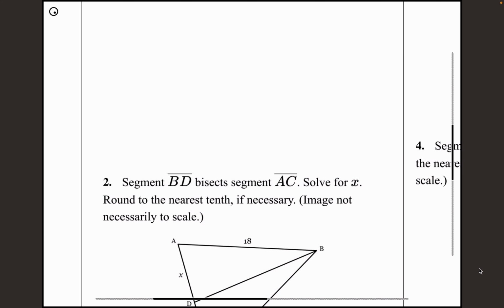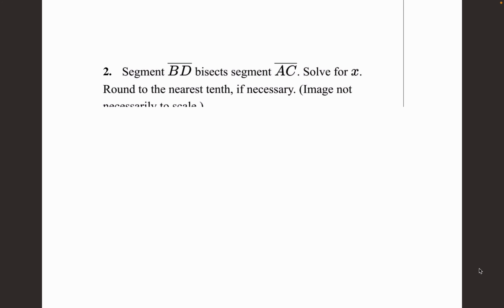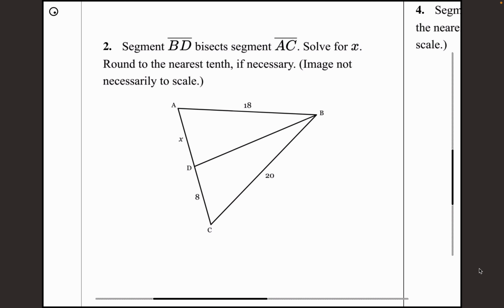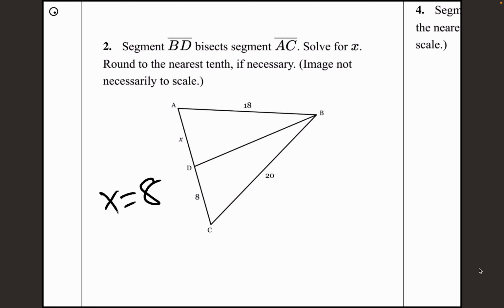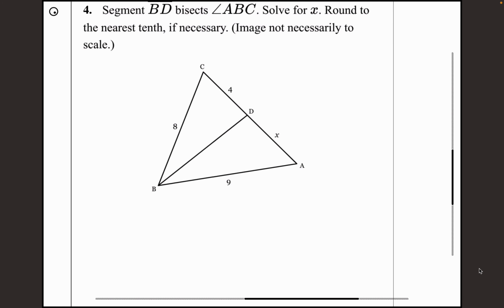What about this one? This one says segment BD bisects AC. What does it do on this one? Yeah, it splits it in half again. So if DC is 8, what's X? 8. Do this one on your own, and pay attention to what it says.